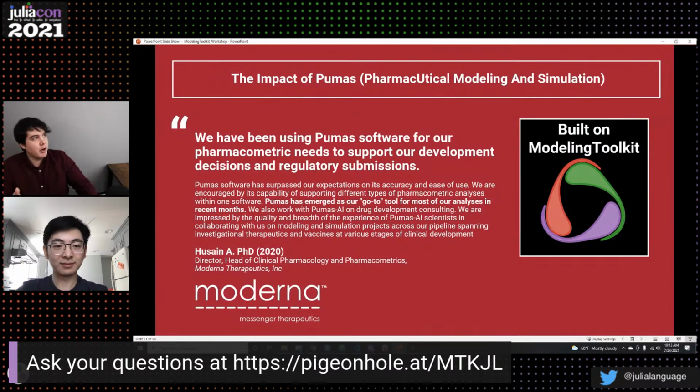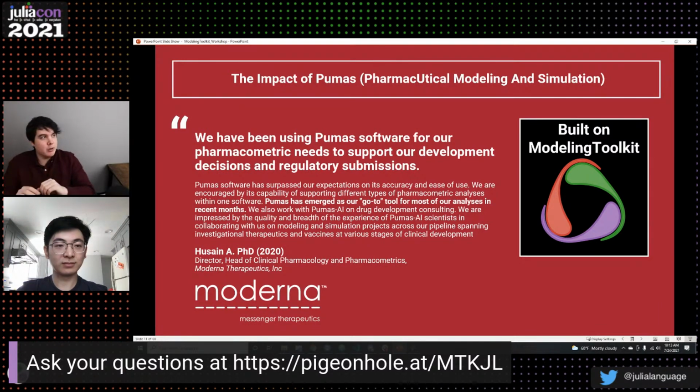It's also one of the pieces that's behind Pumas, which is this pharmaceutical modeling and simulation software made by Pumas AI, right? That's all built on top of Modeling Toolkit. And so a lot of the successes of Pumas itself, you can relate back to saying, yes, that's a success of Modeling Toolkit, such as if you look at the Pumas AI website, you'll see a very nice showcase about how Pumas, and thus these modeling tools, has emerged as the go-to tool of places like Moderna Therapeutics in 2020 as a way to accelerate all the modeling of the clinical trials that were going on during that year.